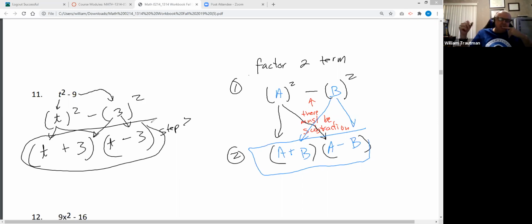Everybody going, what? Why didn't we do this first? Normally I factor 2 terms first, but they wanted me to do it in this format. Yeah, I guess this is kind of a relief.